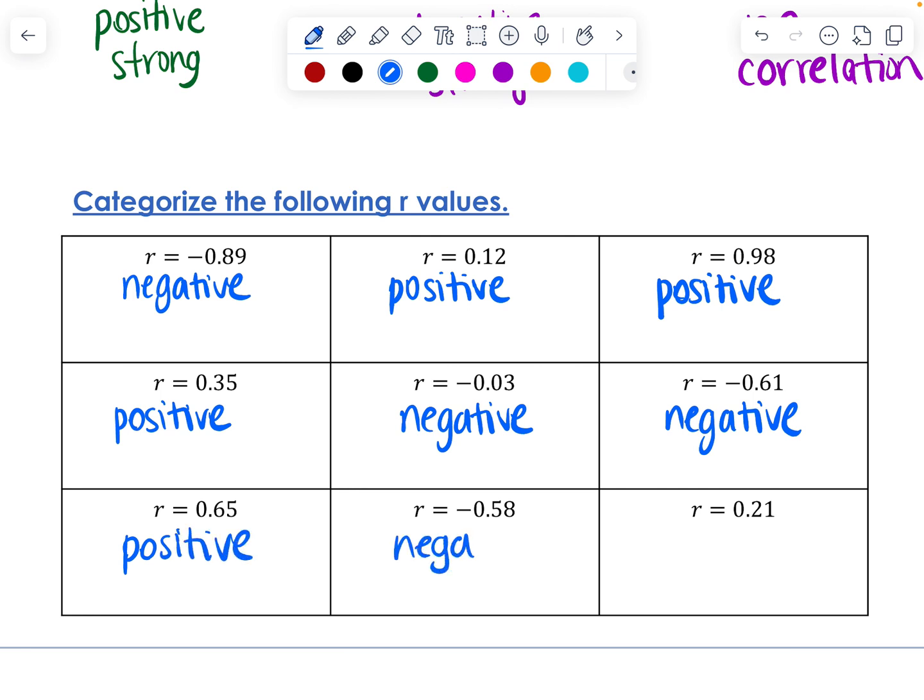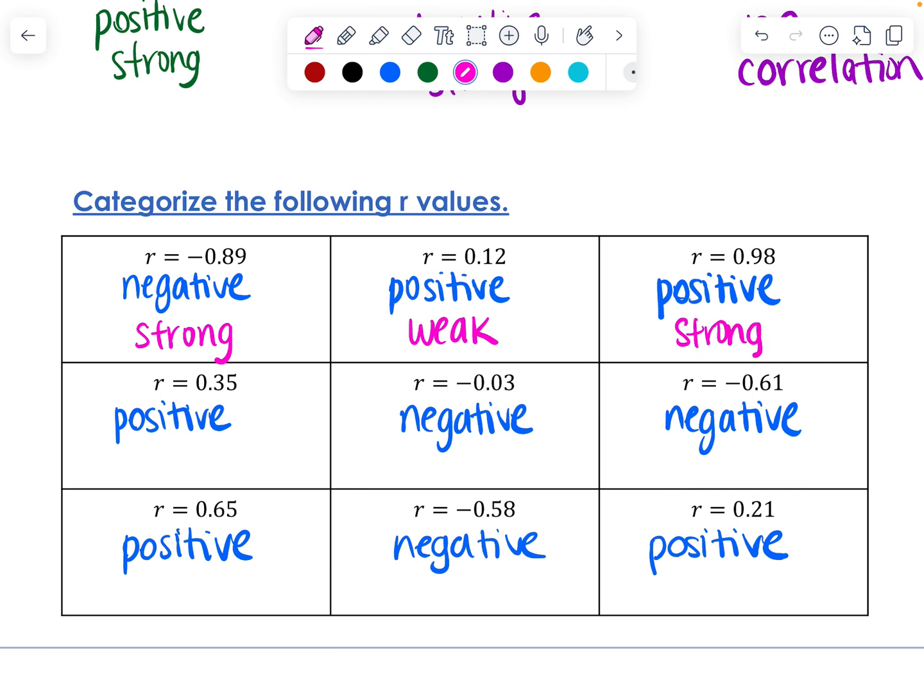Okay, so now that all of my correlations have negative or positive, we're going to go back through and determine whether they are weak, strong, or moderate. Negative 0.89 is very close to negative 1, so that is going to be considered strong. 0.12 or 12/100ths is pretty close to that 0 mark in the middle, and that's going to be considered weak. 0.98 is very close to being 1 whole, so that is going to represent a strong correlation.